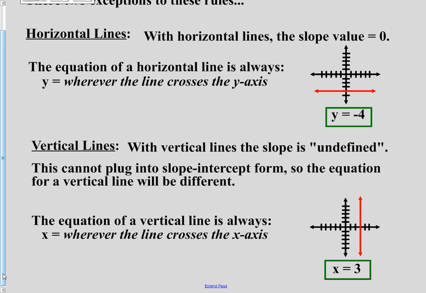Well, if there are no x's, then we are not even going to write the x's down. So you will simply have an equation that says y equals, and then your b value. Where does it cross the y-axis? In this case, it crosses at -4, so y equals -4.